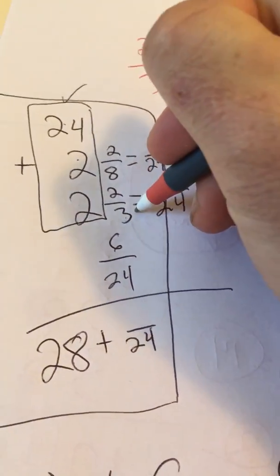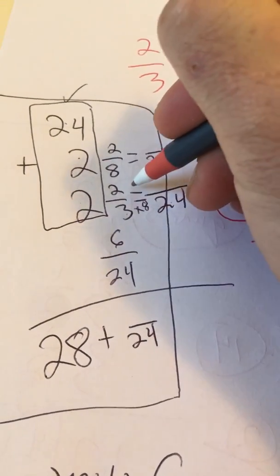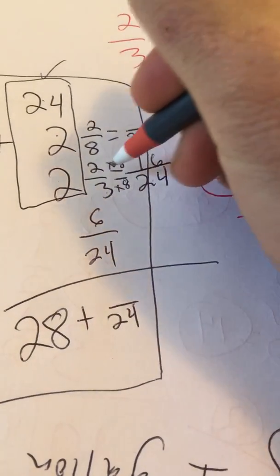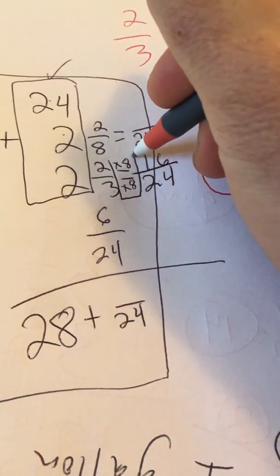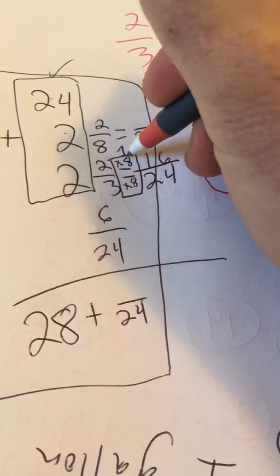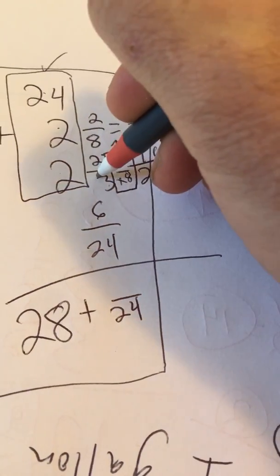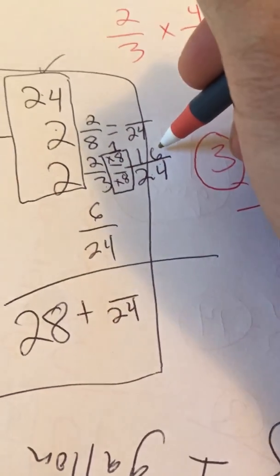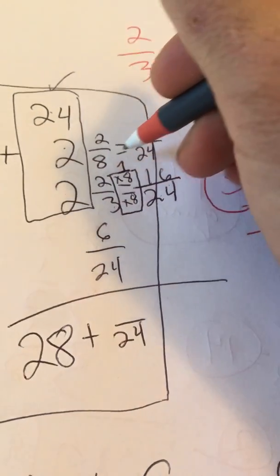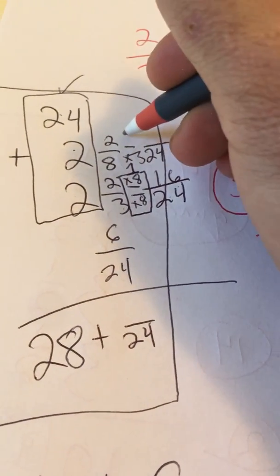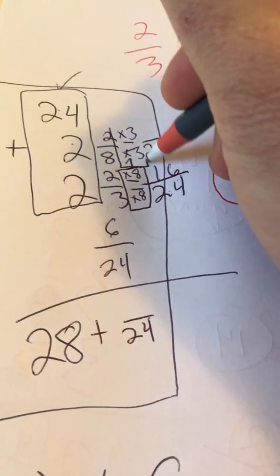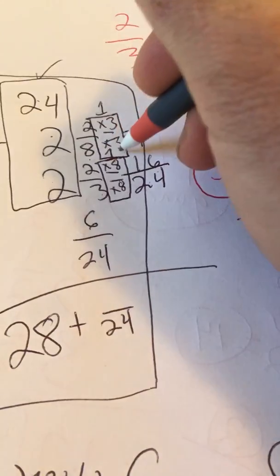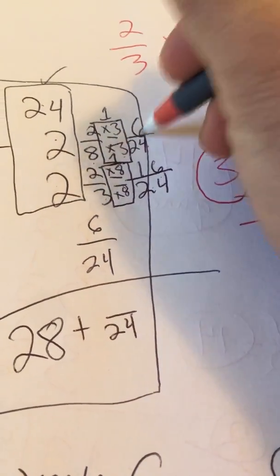3 times 8 got us to 24, so we need to multiply the numerator times 8 as well. 2 times 8 is 16 24ths. Since we multiplied 2/3 times 8/8, and 8/8 equals 1, that means 16 24ths and 2/3 are equivalent, because we just multiplied times 1. Now 8 times 3 gets us to 24, so this numerator we also multiply times 3, which is times 3 over 3, which equals 1. So 8 times 3, 24. 2 times 3 is 6 24ths.